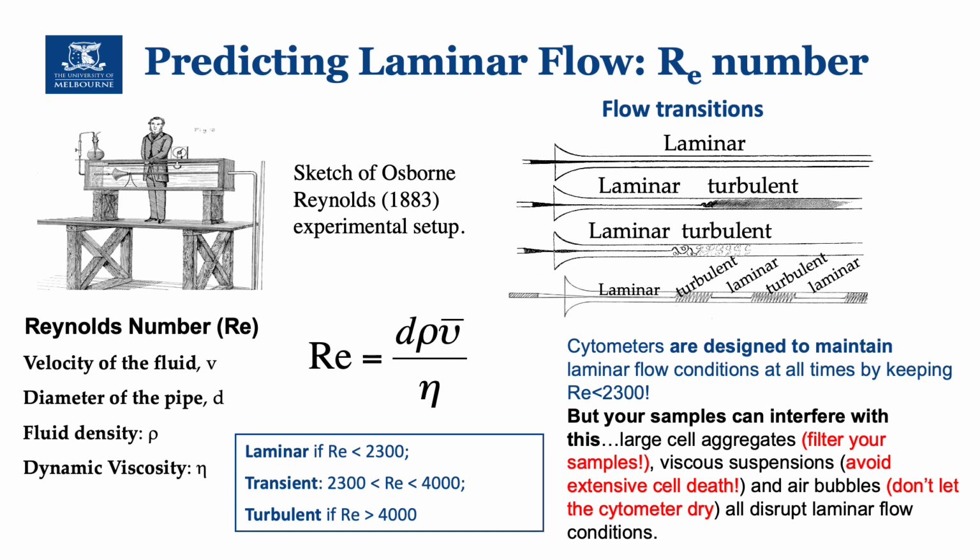And this happens, for instance, when you run samples that are poorly prepared. If you haven't filtered your cells and you have large aggregates, well, these aggregates, and viscosity that arises from things like cell death and DNA release, could affect your laminar flow and disrupt it. So your measurements will stop being consistent in those cases.